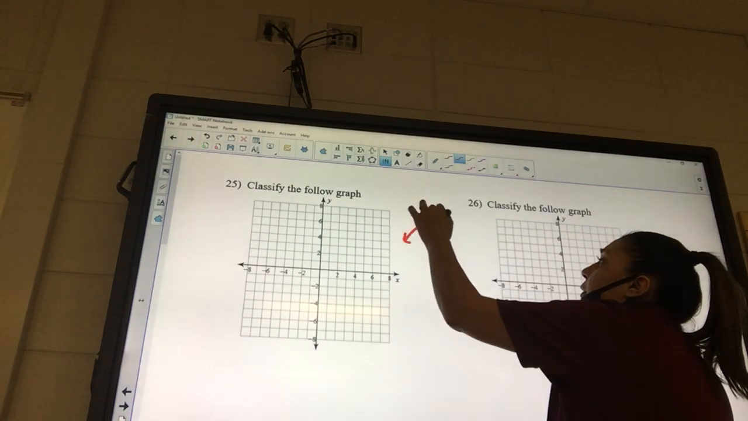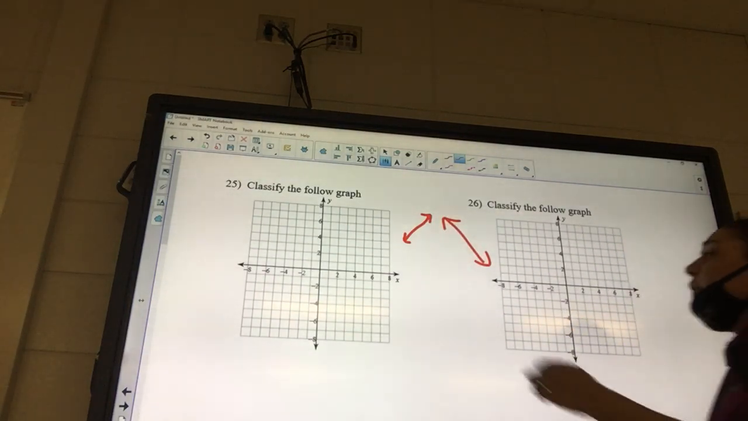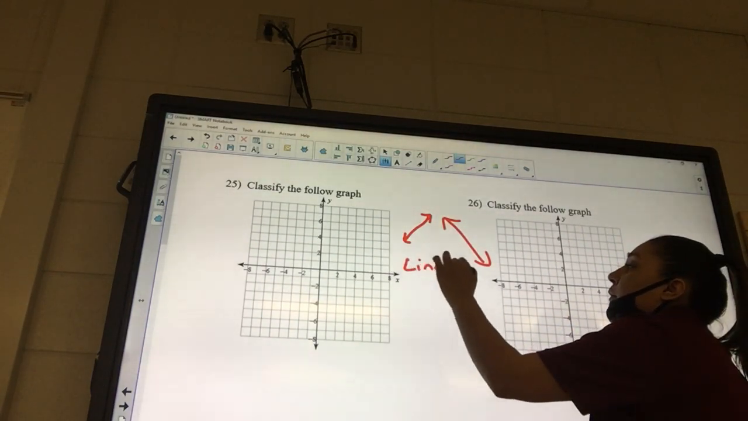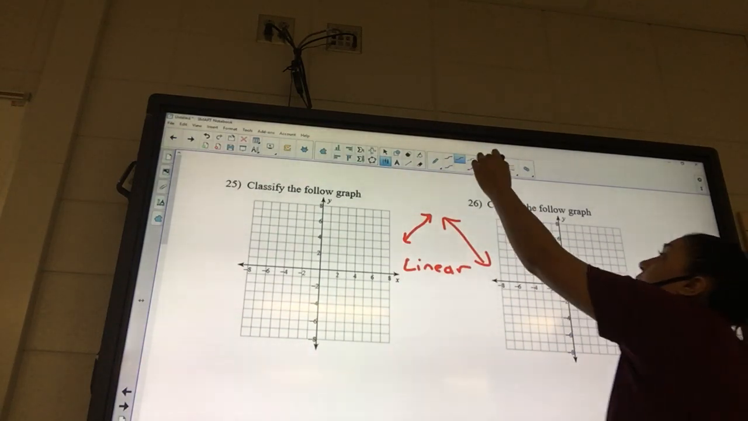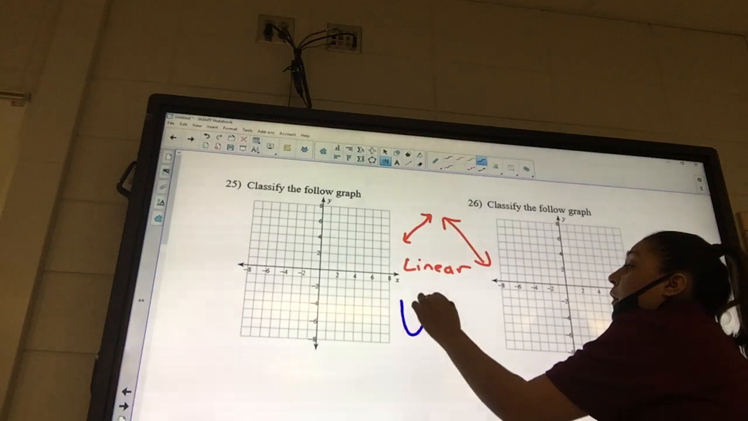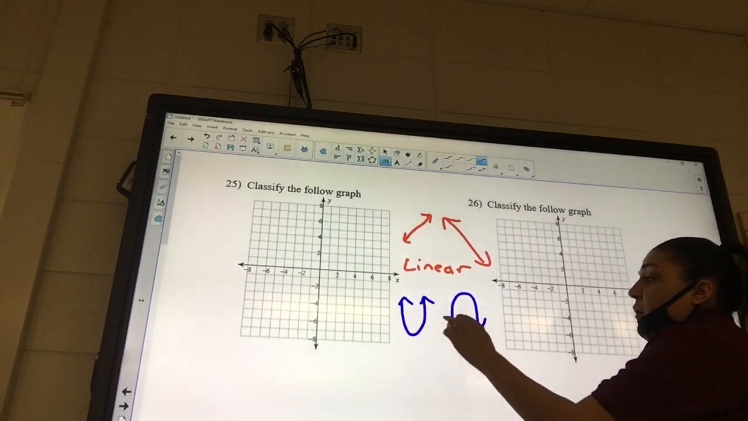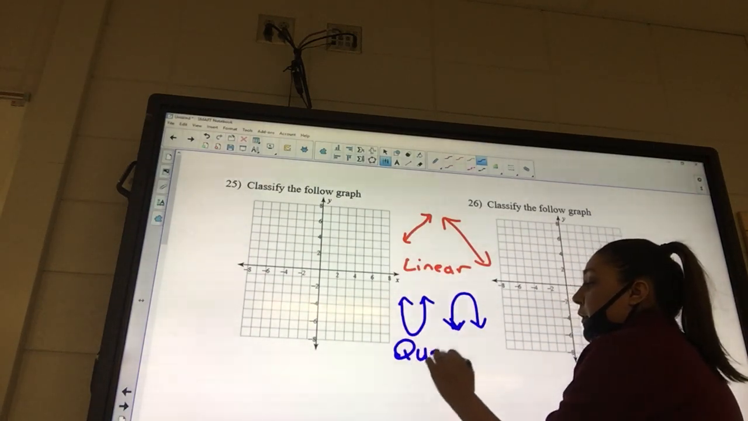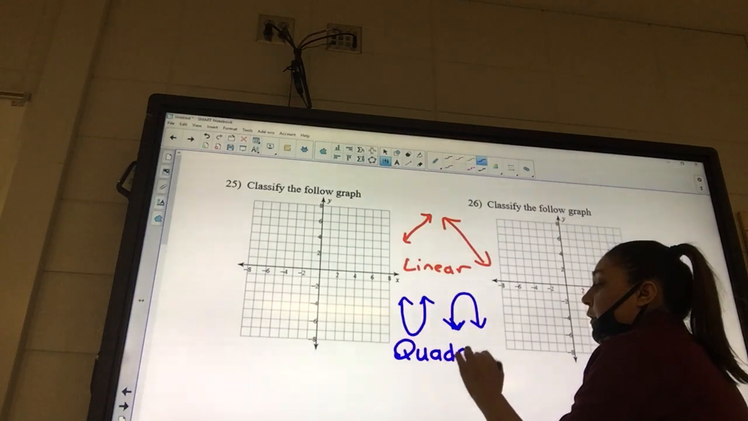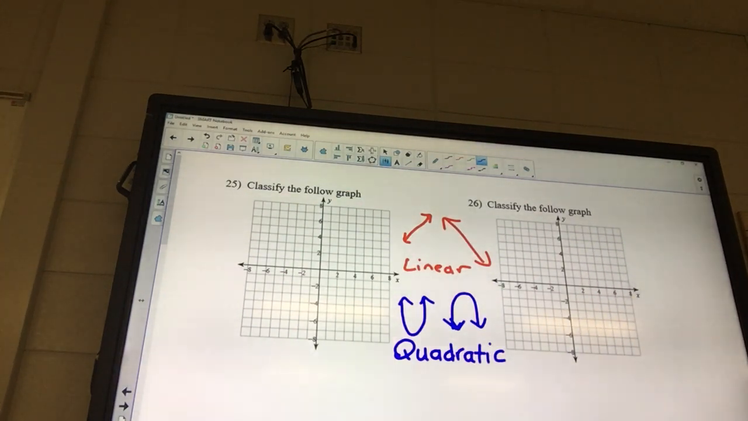What type of graph are these? Linear. Okay, they're linear. Little slight curve. If they look like a U like that, they're quadratic. Okay, if they look like that, they're quadratic. If they look like a U.